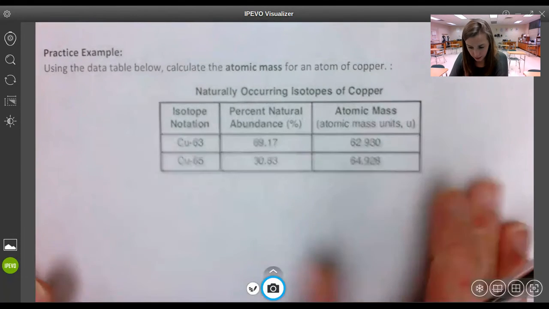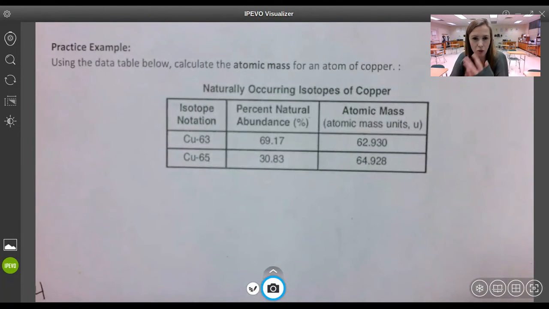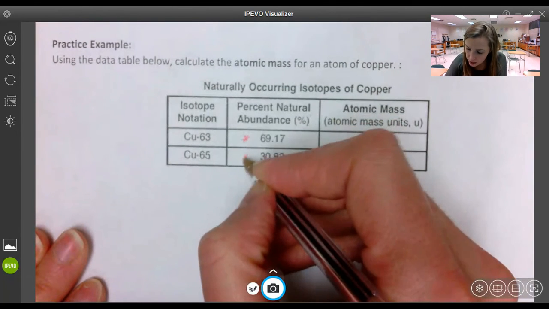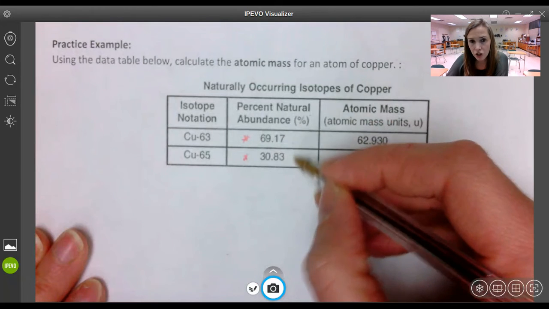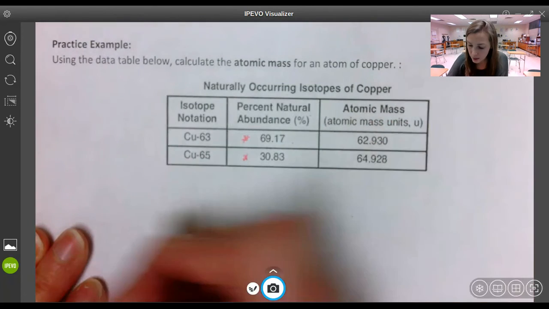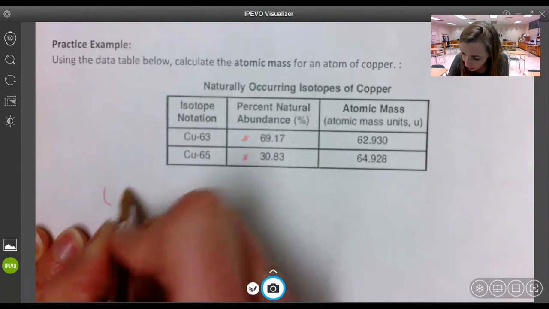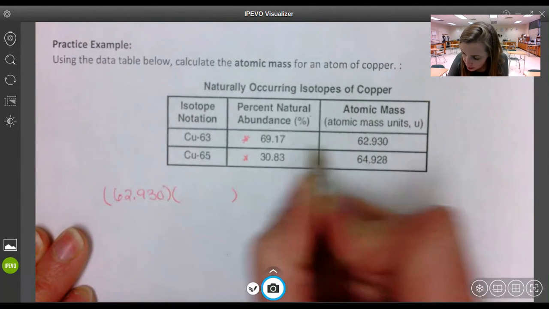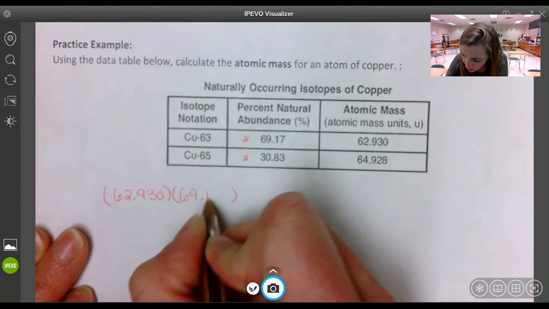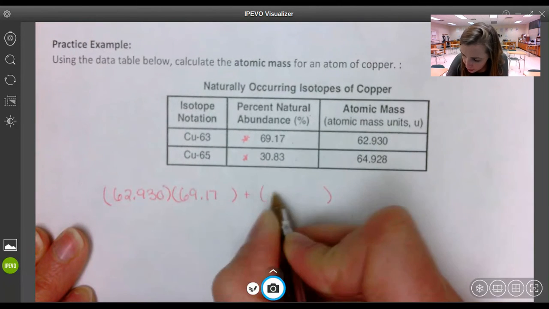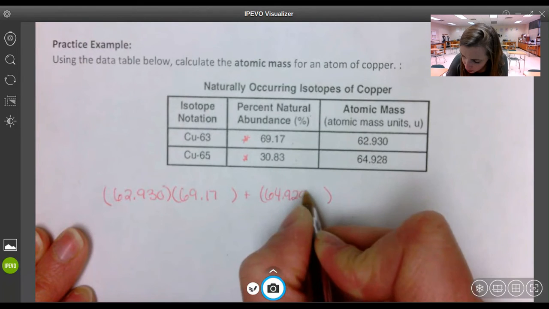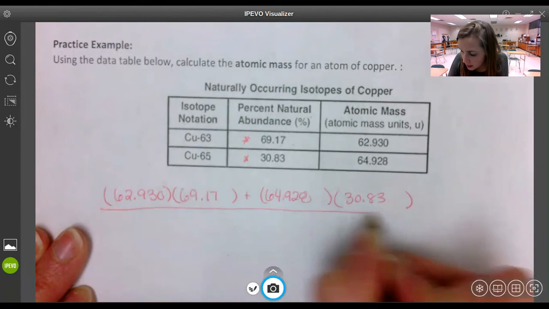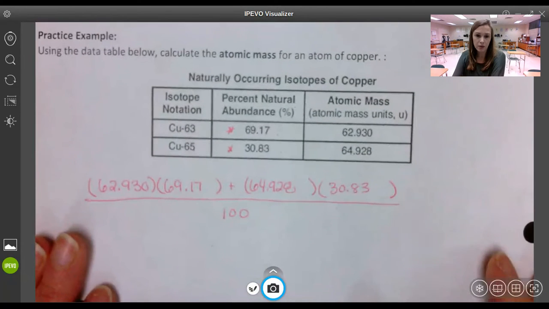All right, so for this example, we're going to use the same initial setup, doing it over 100, but you could have done it with decimal form as well. Just keep in mind these are your percent abundances. So if you do divide by 100 in your setup, make sure you're dividing these and not your atomic masses. So I'm going to fill in my atomic mass for copper 63, so 62.930. I'm going to fill in its percent abundance, which is right next to it, so 69.17. I'm going to fill in the mass of my other one times its percent, and then I'm going to make sure I divide that and show that it's divided by 100.